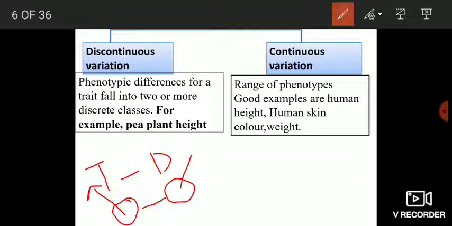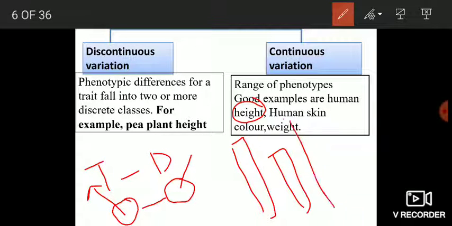Now the continuous variations. In continuous variations, there is a range of phenotypes for a particular trait. For example, let us talk about human height. In human beings, one individual you will find is 7 feet, another 6.5, another 5.6, 7.5. You do not have discrete classes for this trait. This is known as continuous variation. Similarly, our skin color varies. We don't have discrete classes of skin color; it varies from individual to individual. Similarly, our weight is present in the form of a range of categories. We have a range of weights. We do not have some specific class of weights.